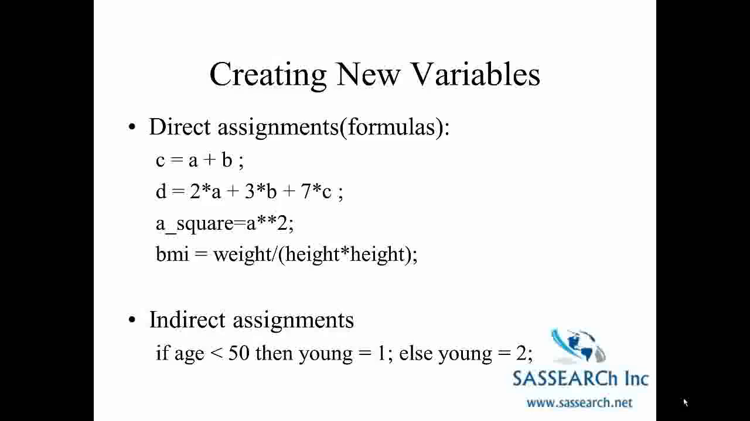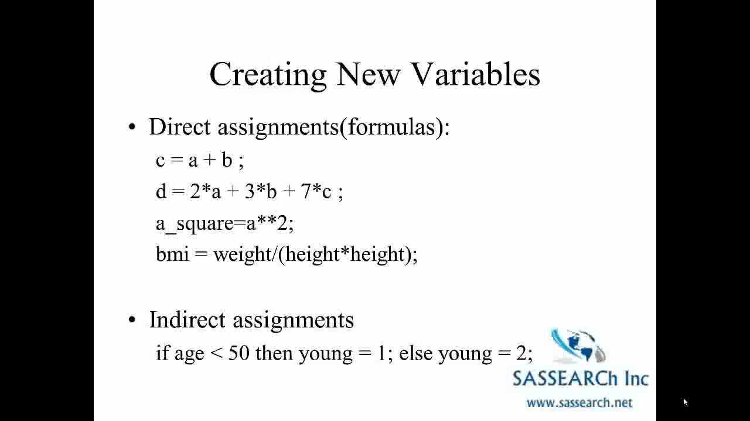Then notice we are creating the variable D, which is equal to 2 times A plus 3 times B plus 7 times C. So if you have a data set with variables A, B, and C, the formula creates the new variable D. BMI is created from the variables weight and height. So you have BMI equals weight divided by height squared.